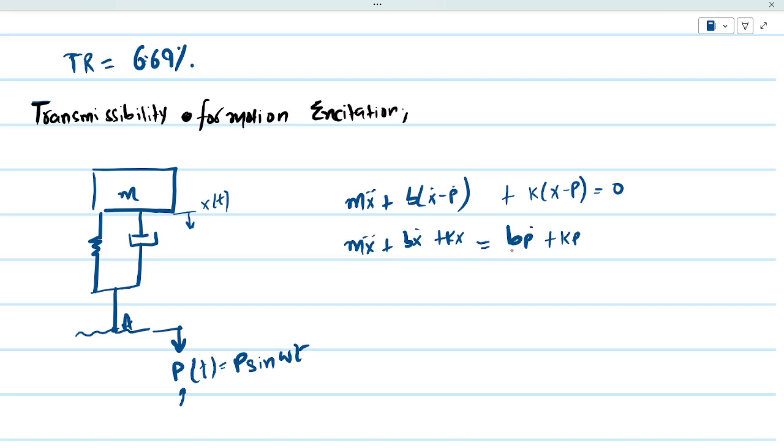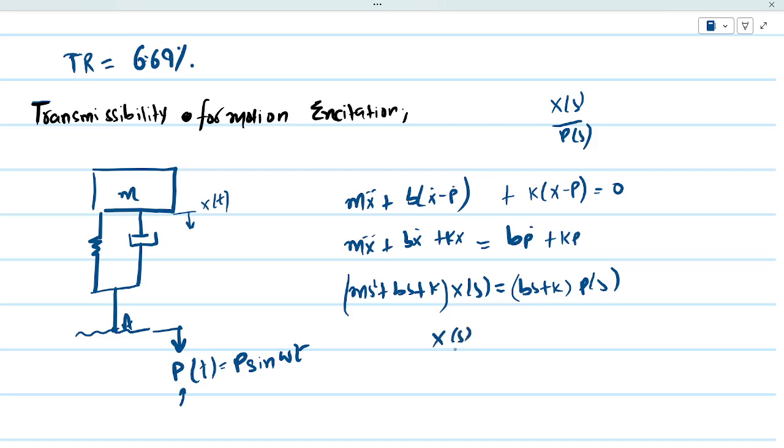So you can take the Laplace transformation of this one. We are more interested in the output over the input. So it becomes (m s squared plus b s plus k) X(s) equals (b s plus k) P(s). I want X(s) over P(s), so we can rewrite this as (b s plus k) divided by (m s squared plus b s plus k).